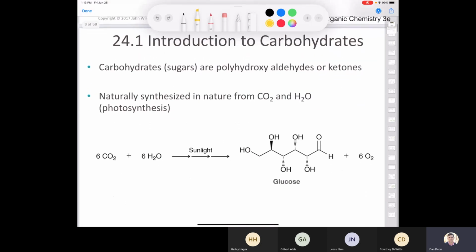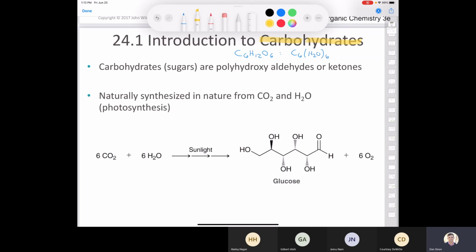The word carbohydrate is actually kind of a historical term. If you think about the formula of glucose, and I'm sure a lot of you have seen this in biology class, it's C6H12O6. You have 6 carbons, and then you have one water molecule for every one of the 6 carbons. You can break it up so that every carbon has a water molecule associated with it. And that's where we get the name carbohydrate.